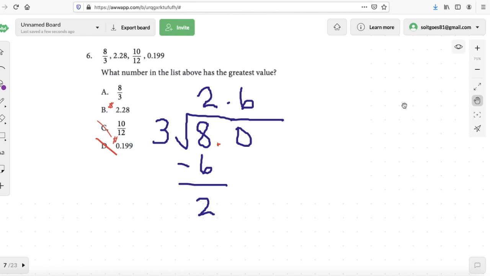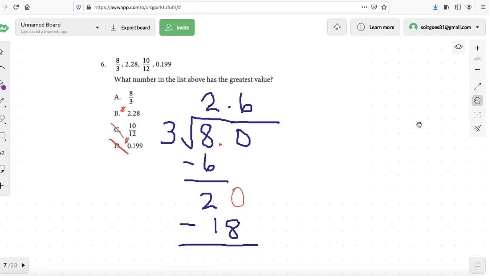Do I put the 8? Yeah, you're going to drop the 0 down here, and it's 6. There you go. 20 minus 18, absolutely. And that's where you're going to need another 2, and it's just going to repeat.